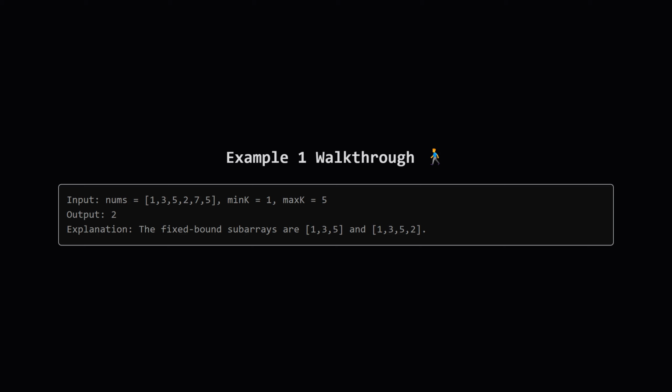What about 1, 3, 5, 2, 7? Nope. The maximum is 7, not 5. What about 3, 5, 2? Minimum is 2, not 1. What about 5, 2, 7, 5? Minimum is 2, maximum is 7. Doesn't work. What about 7, 5? Max is 7. No. What about 5? Min and max are both 5. Doesn't fit. So only those two subarrays work, giving us an output of 2.